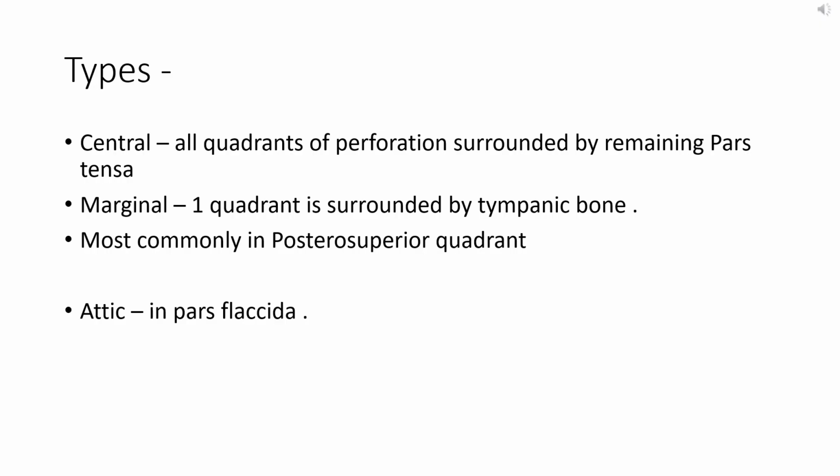And in the marginal perforation, three quadrants will surround the edges of perforation, but one quadrant is surrounded by the tympanic bone. Okay, that is the marginal perforation. It is most commonly seen in the posterior superior quadrant. Next is the attic perforation. It is seen in the pars flaccida of the tympanic membrane.